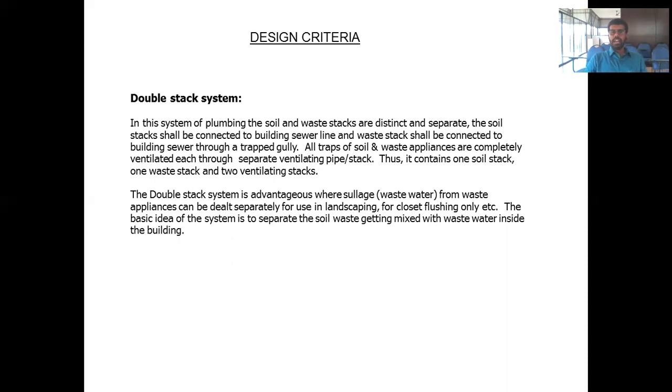You can use the wastewater for landscaping and for closet flushing, etc. So this wastewater can be used for recycling or something like that. If you are mixing both, that won't happen, unless you have to do STP and all those things. So here you can separate them and deal with each separately.